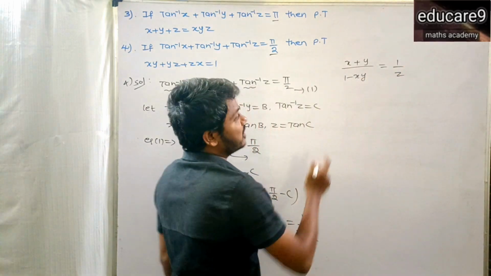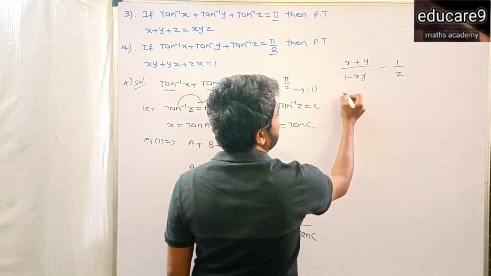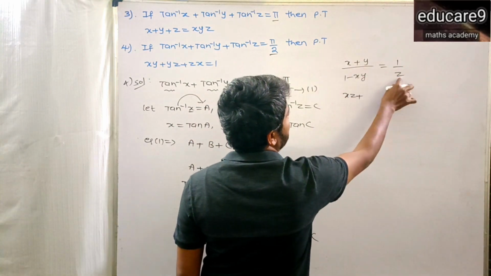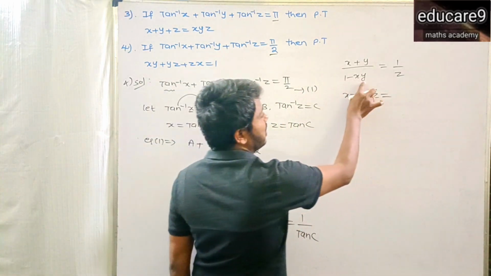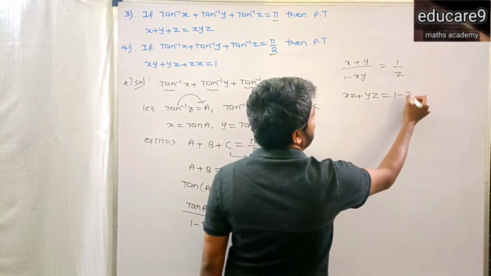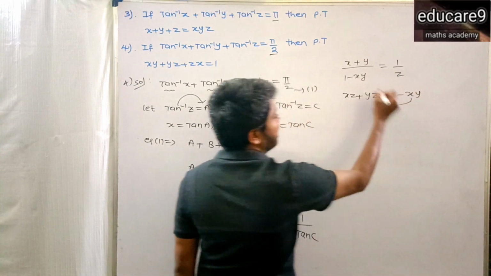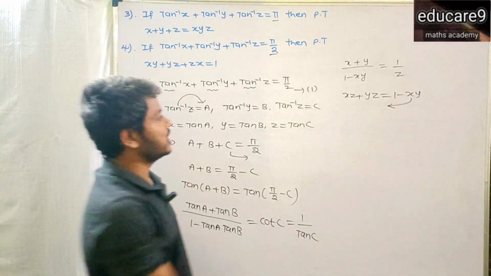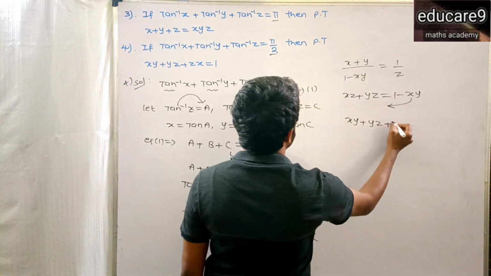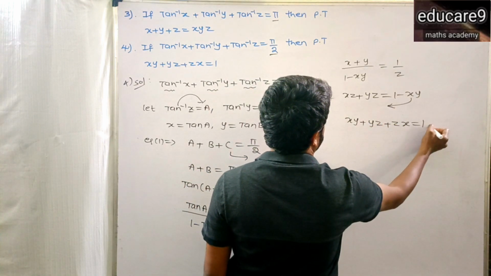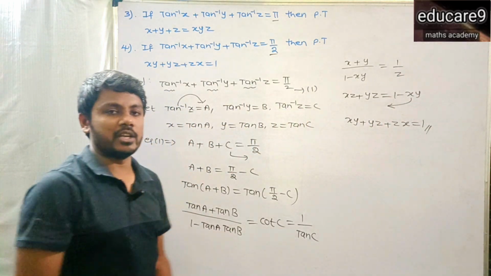Cross multiplication: x into z, xz, plus y into z, yz, which is equal to (1 − xy) into 1, that is 1 − xy. We can send it to the left hand side. It becomes xy + yz + zx equals 1. So this is the final answer.